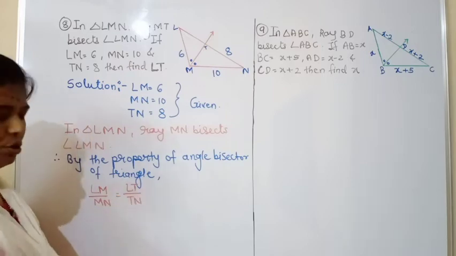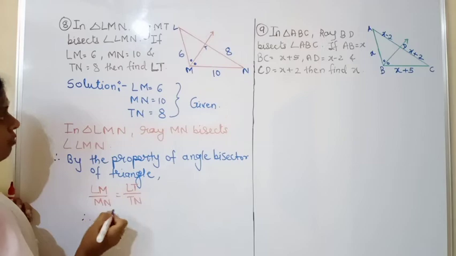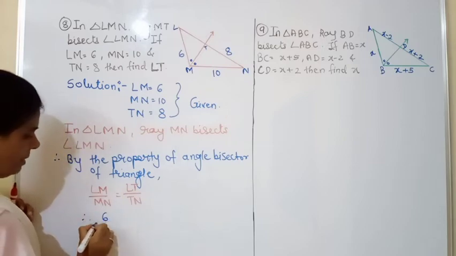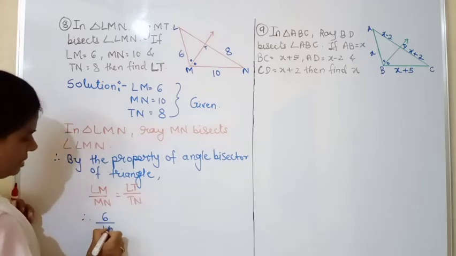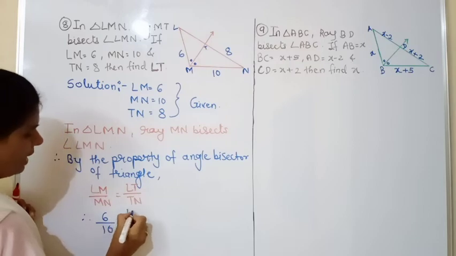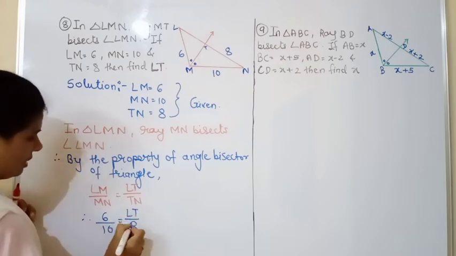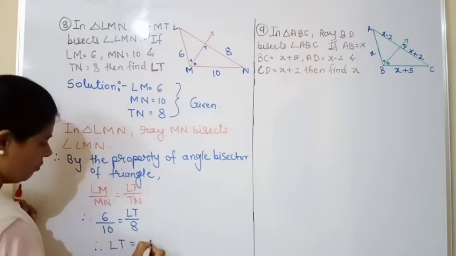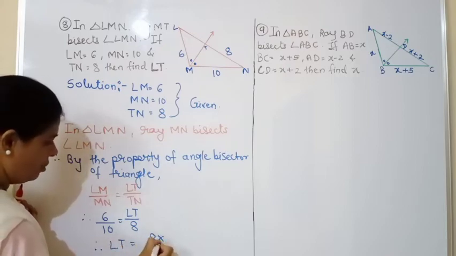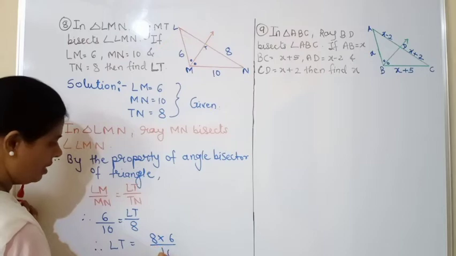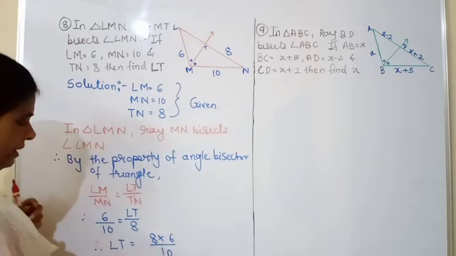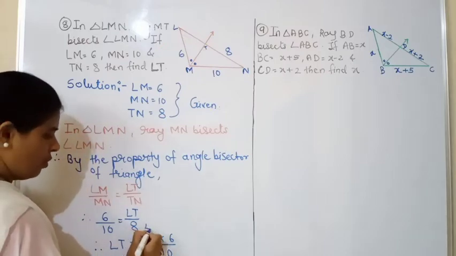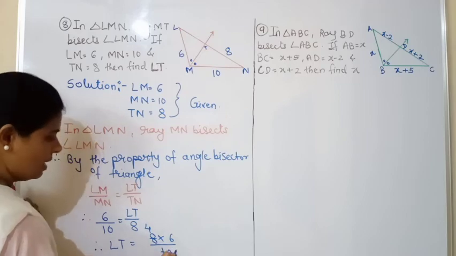Okay. Now we'll substitute the values here. What is the measurement of LM? LM is 6, MN is 10, LT we have to find, and TN is 8. Therefore, LT is equal to, what will it be? 8 into 6 upon 10. Okay. So we will divide it by 2. 2 4s are 8 and 2 5s are 10.